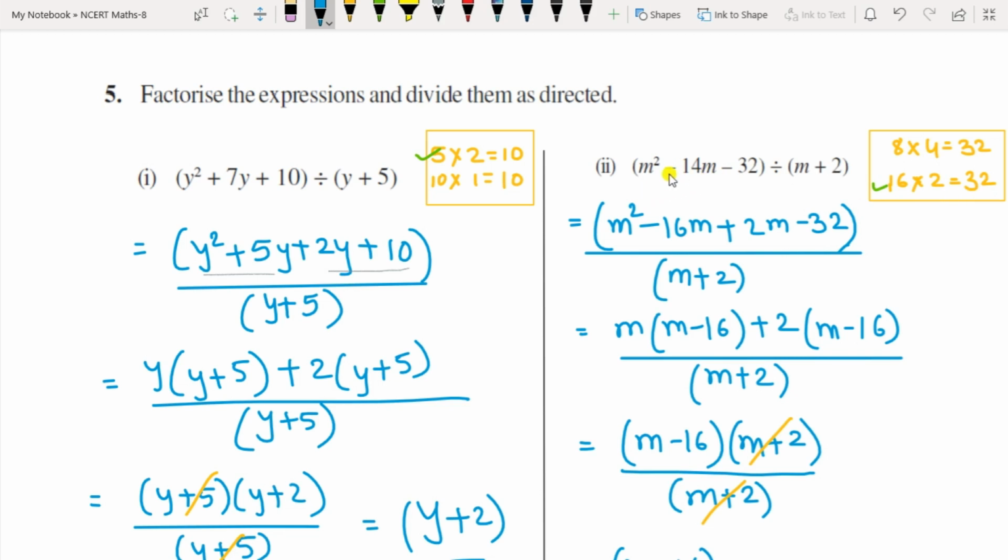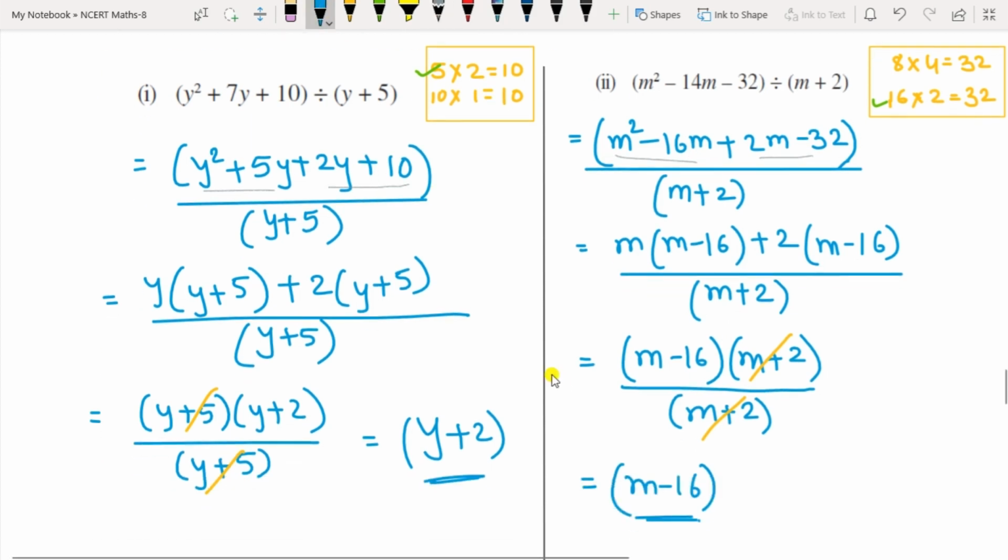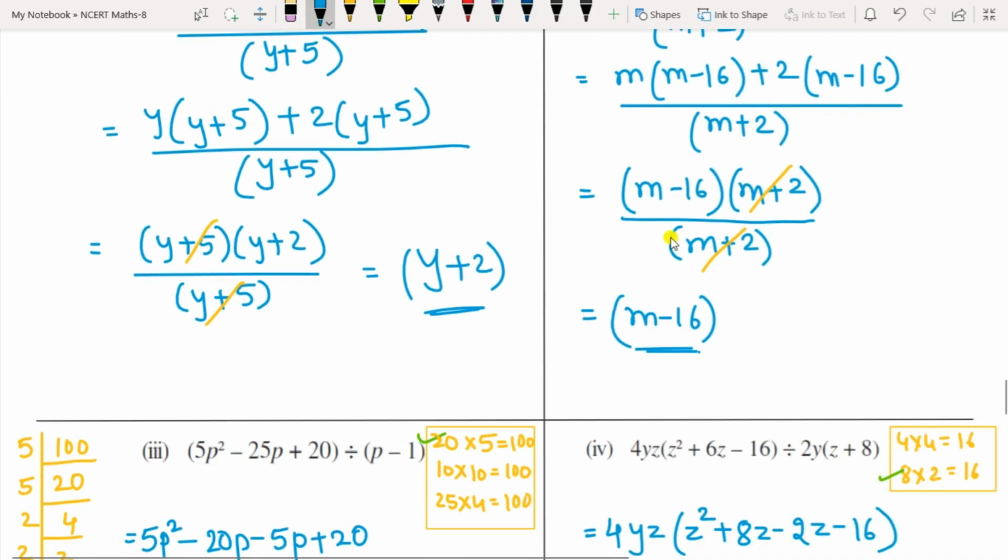Now since the middle term is minus here, you have to put the minus sign for the bigger number. So 16 will be minus and 2 will be plus here, and minus 32 is the third term. Now from these two take out m common and from these two take out 2 common, and you get the same bracket as m minus 16 and the rest of the terms in another bracket as m plus 2, upon m plus 2. These are like terms. The answer is m minus 16.